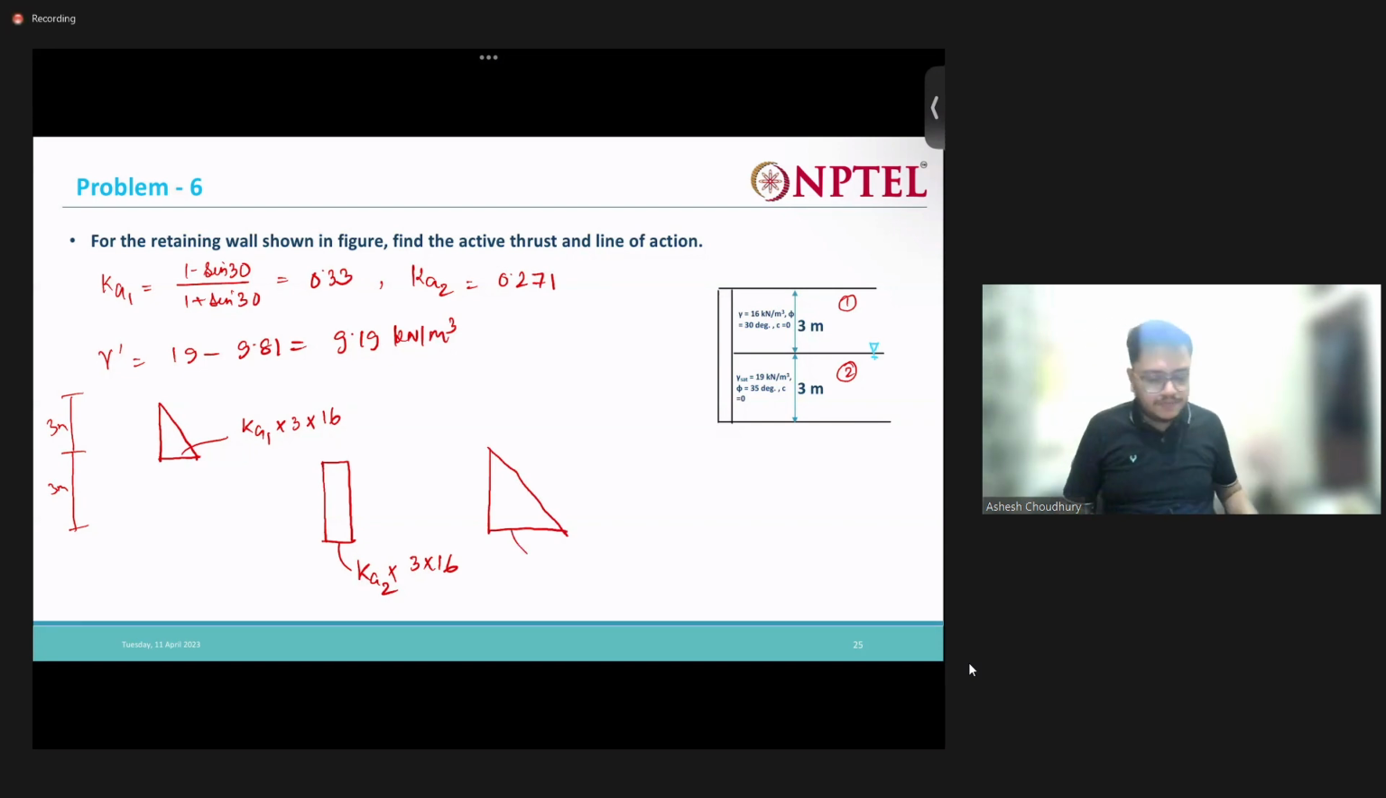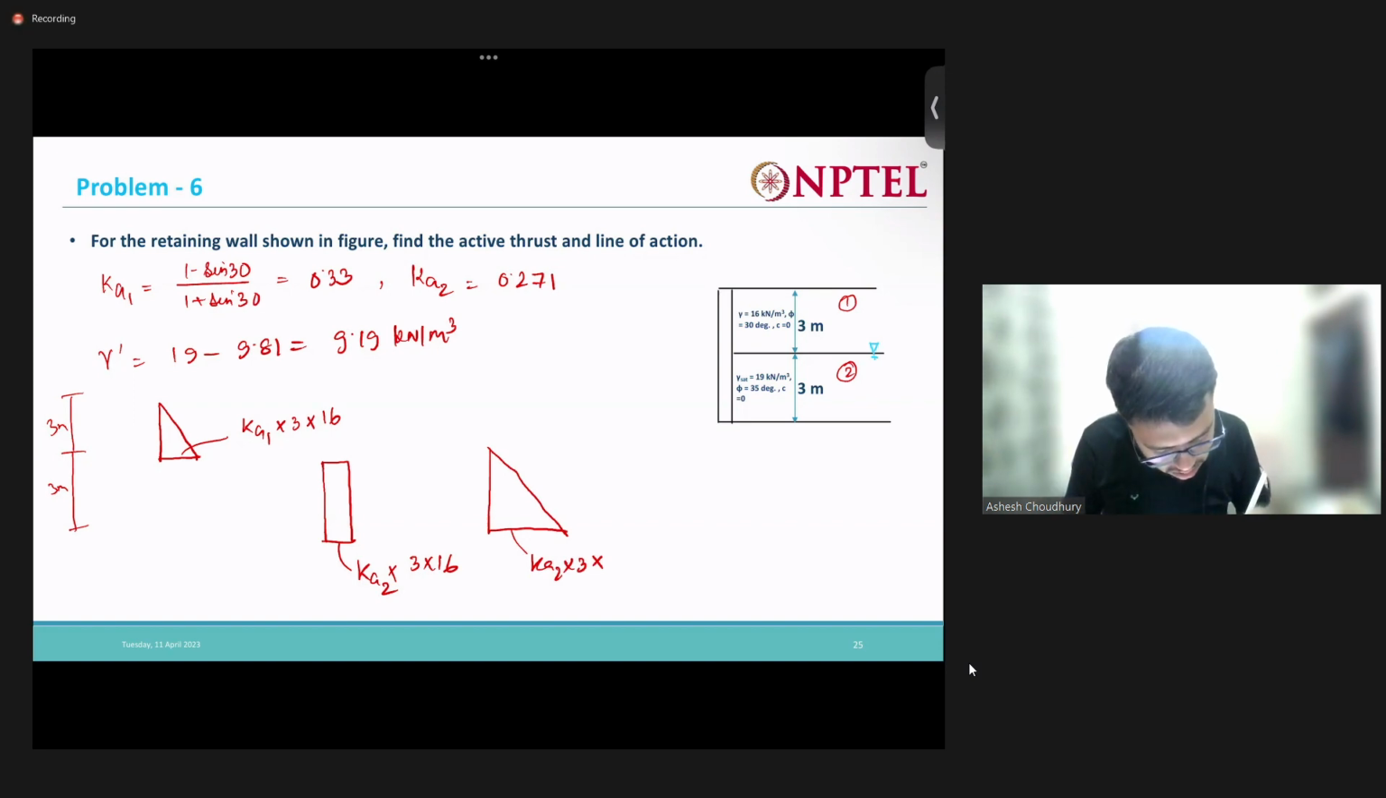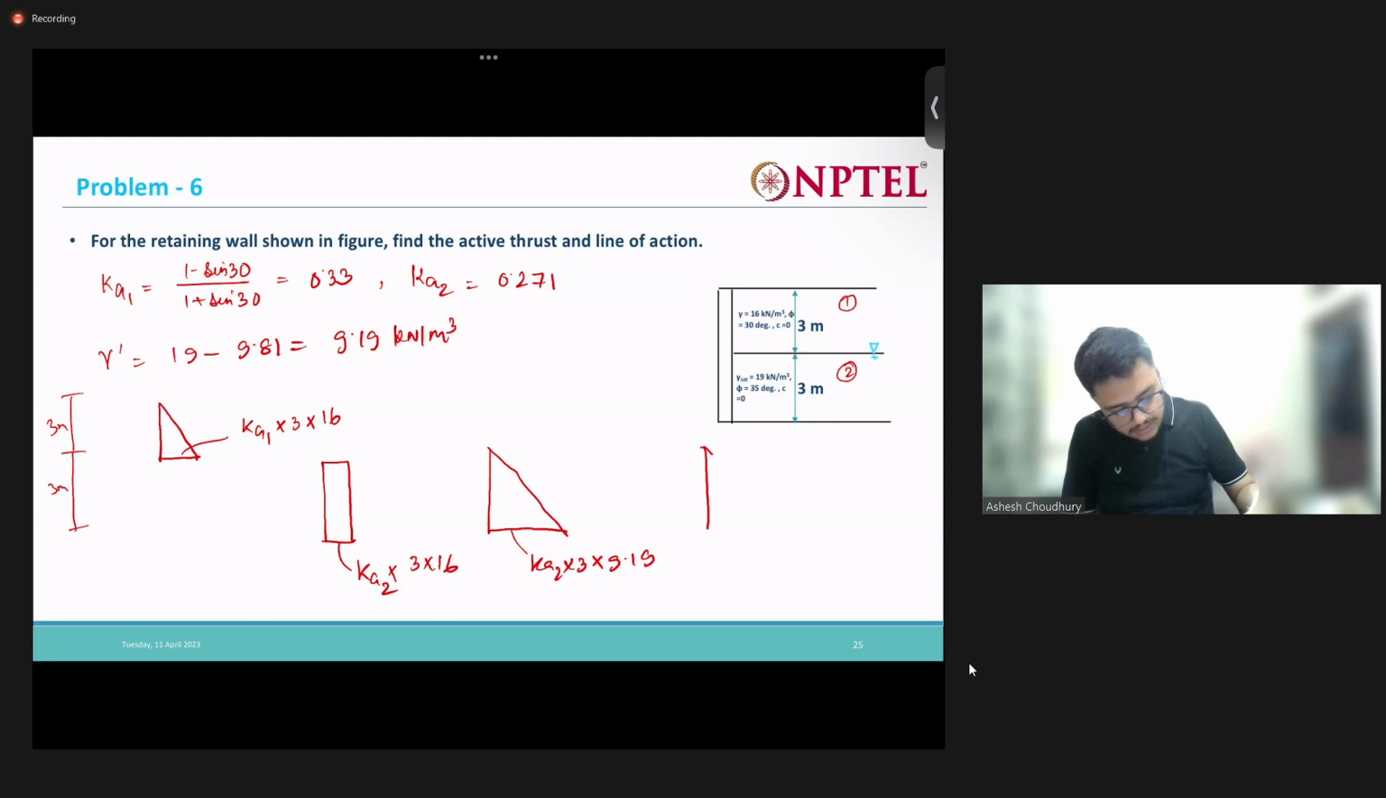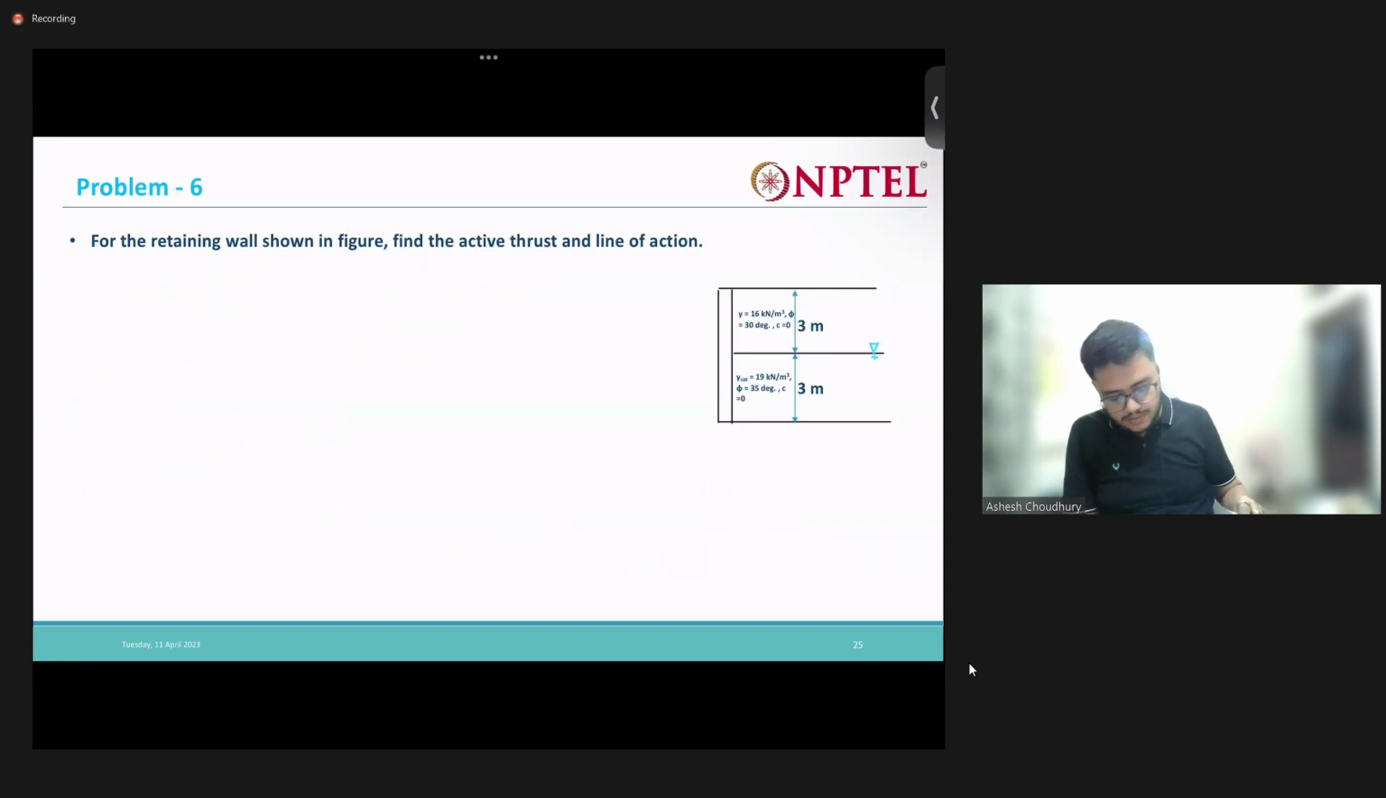What will be this one? K2 into 3 into gamma submerged. 3 into, what is my gamma submerged? 9.19, right? And the last there will be water also. Gamma W into 3. So again we have, this is 1, 2, 3, 4.